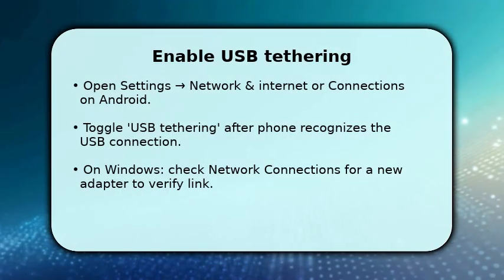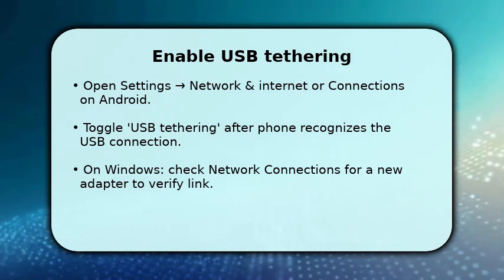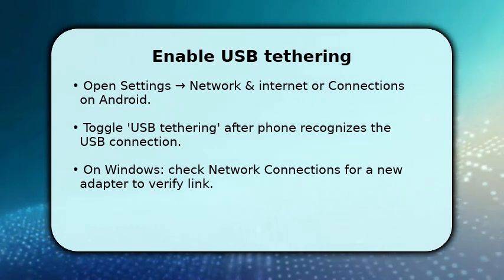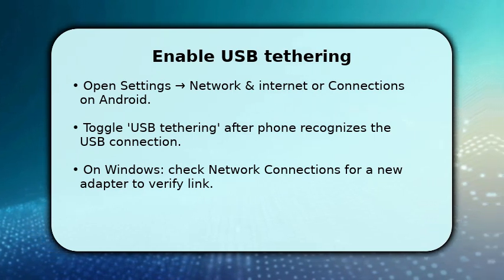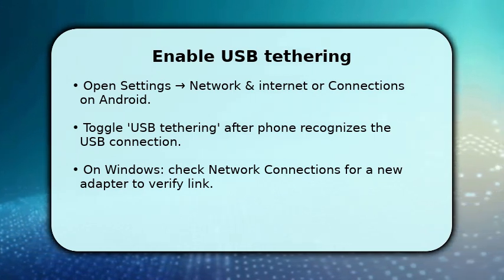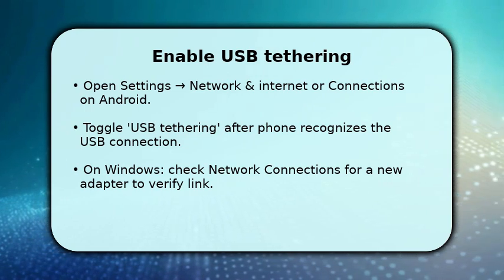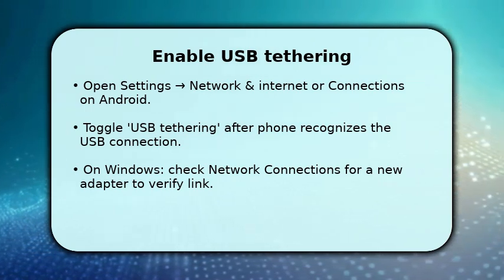Now you enable the feature. On Android, open Settings, then Network and Internet or Connections. Tap Hotspot and Tethering and toggle USB Tethering. You do this because the phone converts its mobile data into a network interface for the computer.